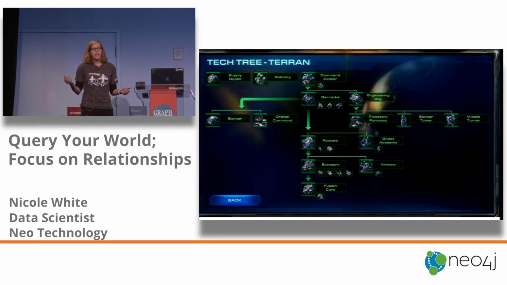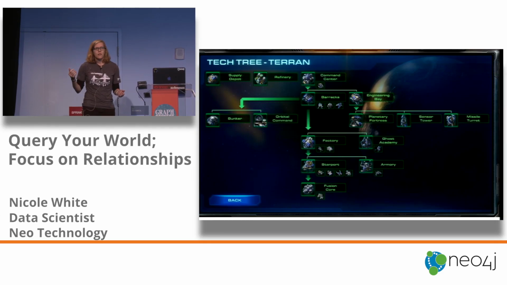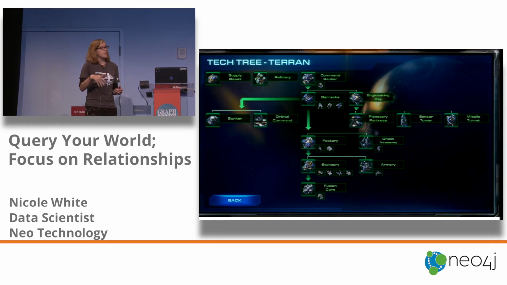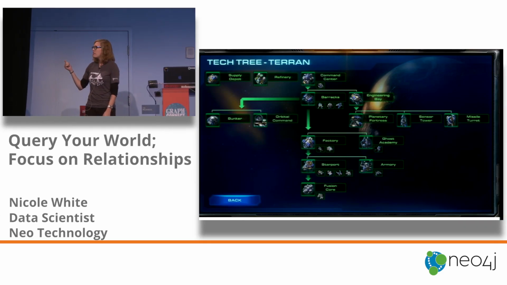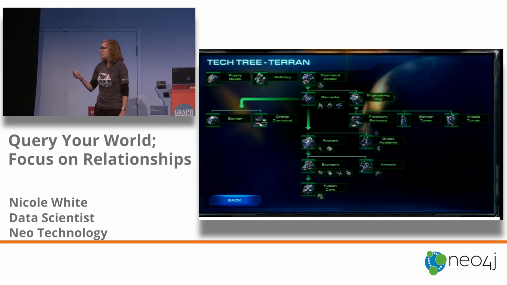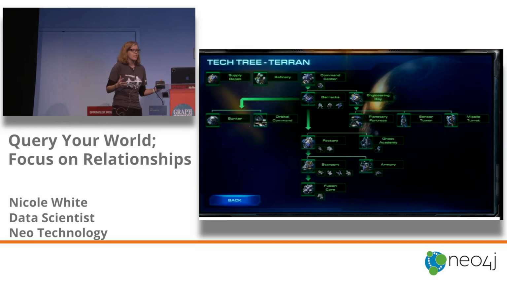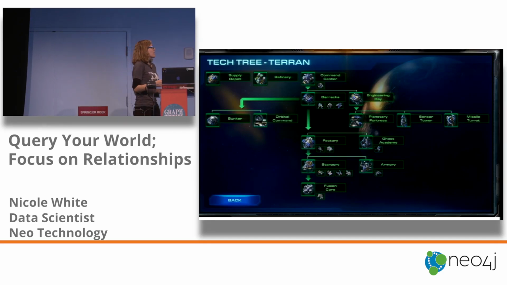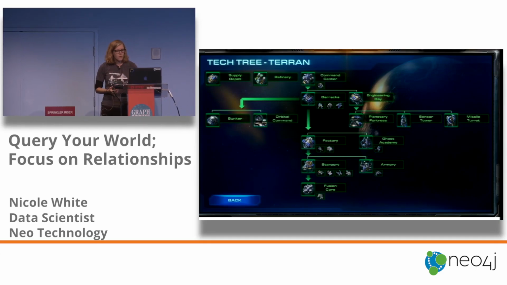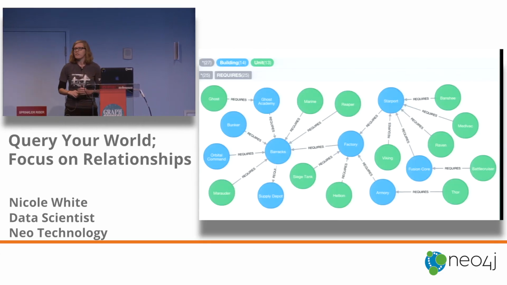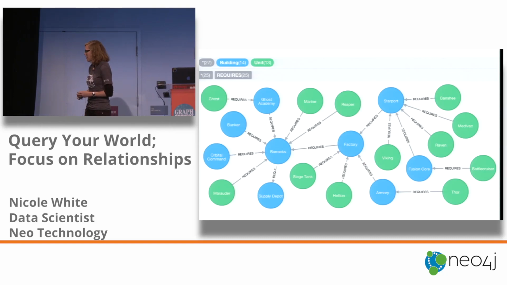conveniently, Neo4j is very good at storing, modeling, and querying tree-like structures. So I imported just the Terran tech tree, Terran's one of the races in Starcraft, into Neo4j so that we can learn Cypher together with this data set. So hopefully this is somewhat visible.